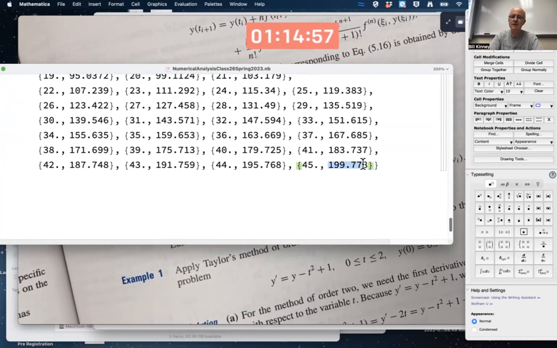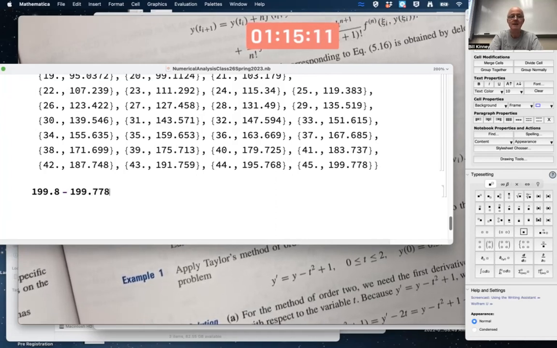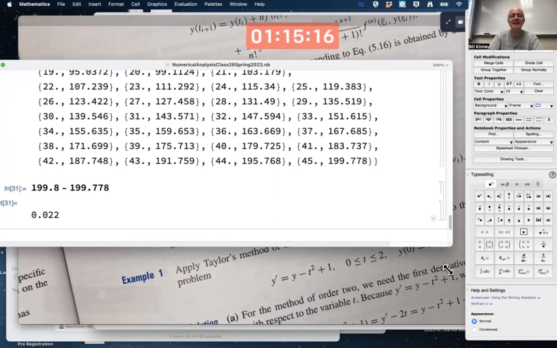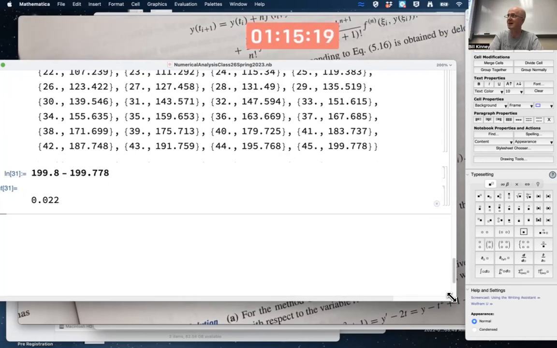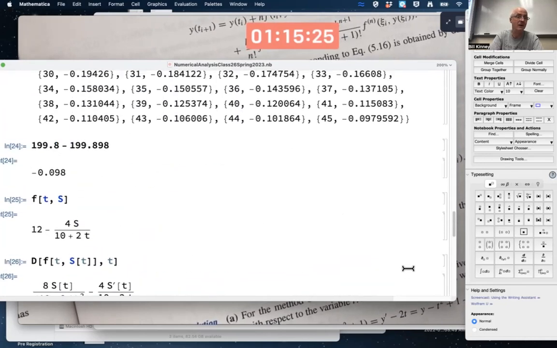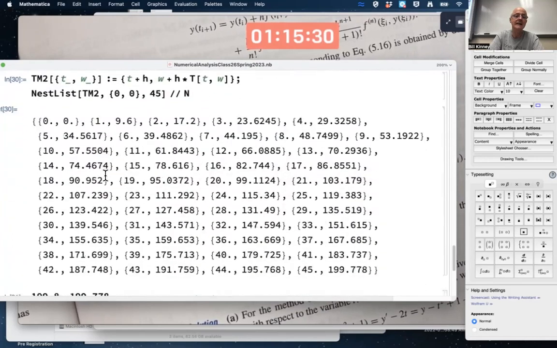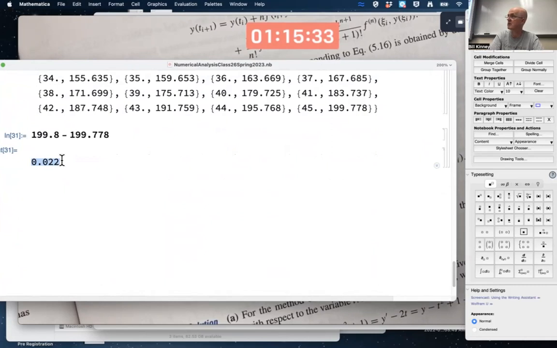Once again, yes, close to the 199.8. Right, that was the exact value at t equals 45. So the error is 199.8 minus 199.778, 0.022. Is it better than Euler's method? In general, second order Taylor method is better than Euler's method, but in this example, after 45 steps, it's not really much better, if it's better at all. I mean, the error is closer to 0. This error is close to negative 0.1. And this error is like 5 times smaller, close to 0.02 in absolute value.